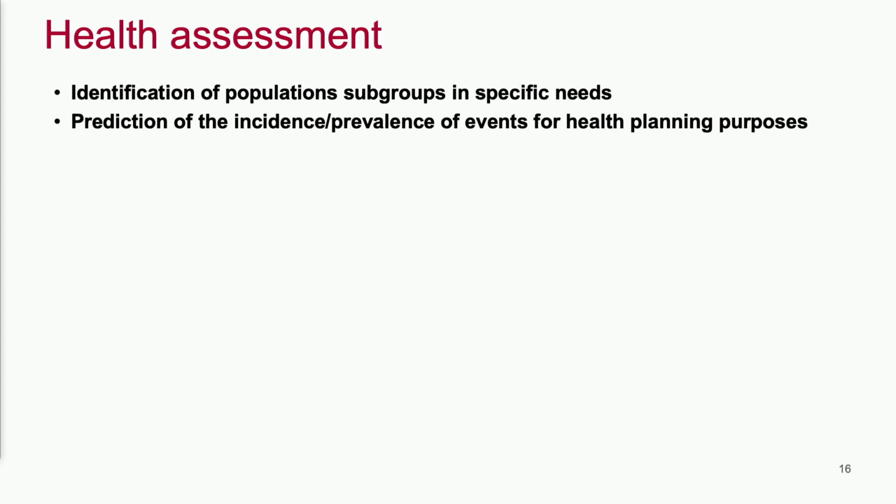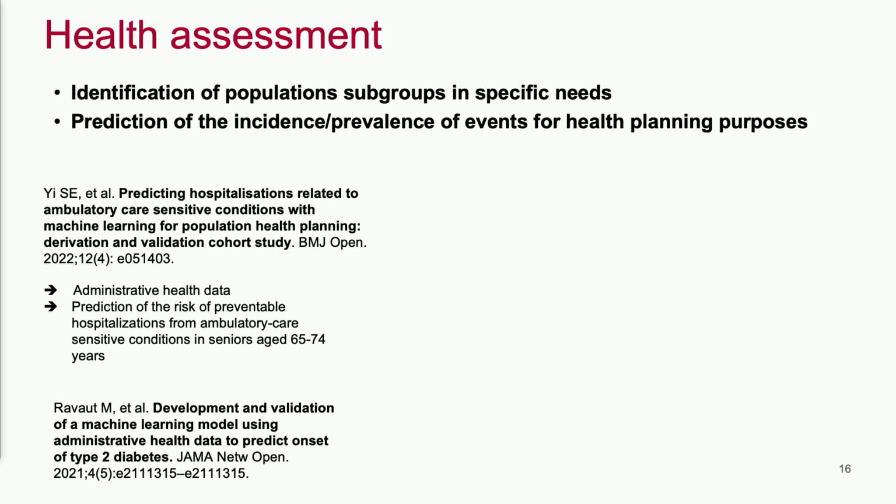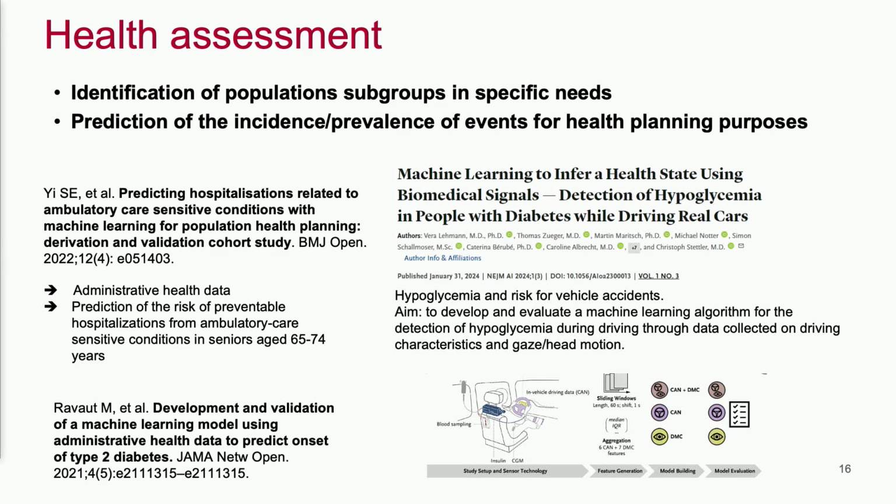And the last one is health assessment. In this case, we could use AI for identification of population subgroups with specific needs, and also prediction of incidence, prevalence of events related to health planning purposes. Here, I just put some example about predictive models. Usually, you find a lot of prediction that goes well with AI models, but again, it's still only on the side of prediction, but it's not on the side of implementation. So the prediction is usually good, but it's only prediction.